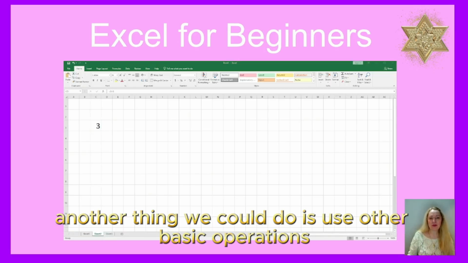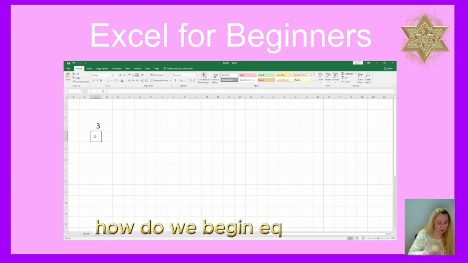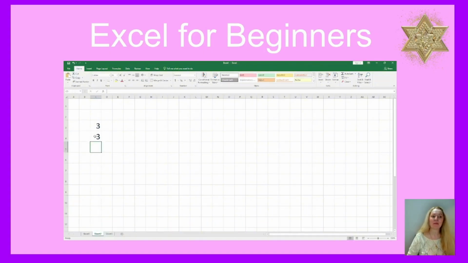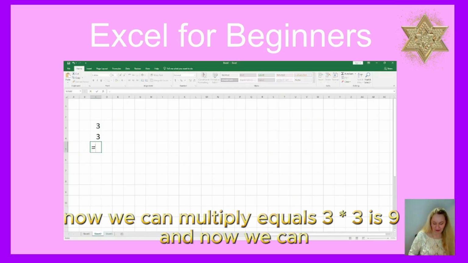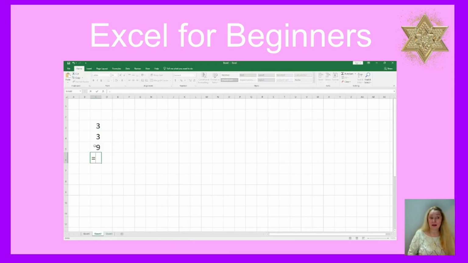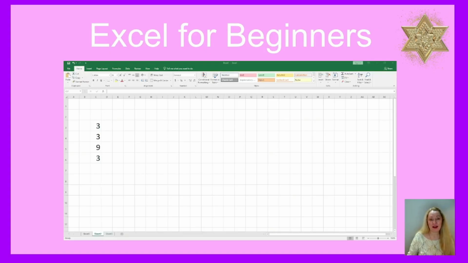Another thing we could do is use other basic operations like subtract, multiply, or divide. Let's see. How do we begin? Equals 10 minus 7. We have 3 again. Okay, now we can multiply. Equals 3 times 3 is 9. And now we can divide 9 divided by 3 is 3. And there you go. And you can have all kinds of other operations.